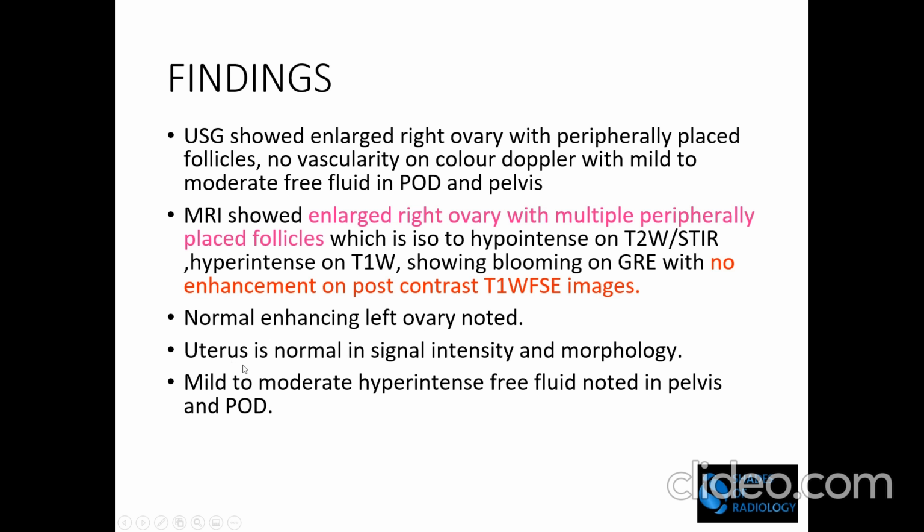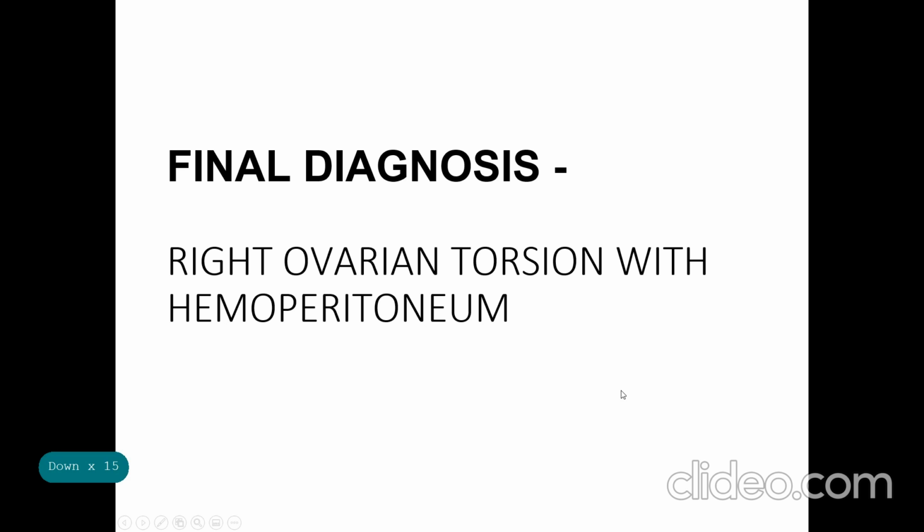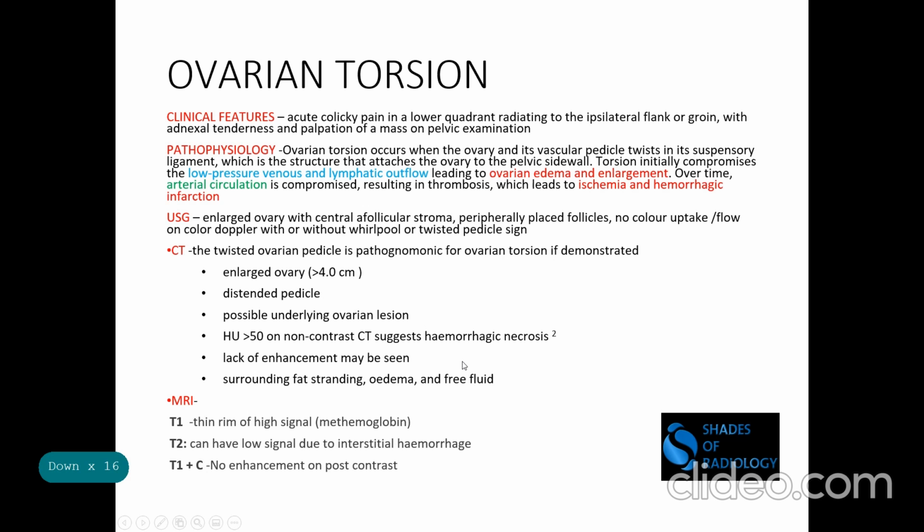And there is no enhancement on post-contrast T1 axial and coronal images. Normal enhancing left ovary was seen. Uterus is normal in signal intensity and morphology. There is mild to moderate hyperintense free fluid in the pelvis and pouch of Douglas. So the final diagnosis: right ovarian torsion with hemoperitoneum.